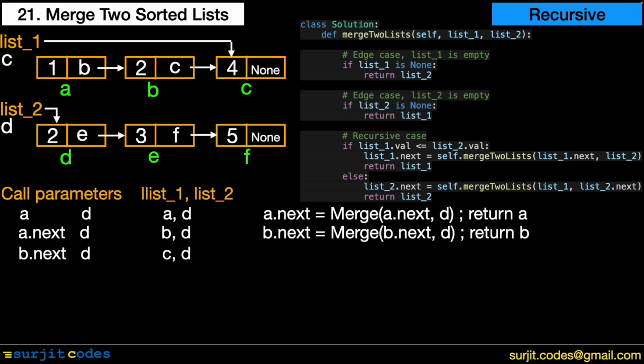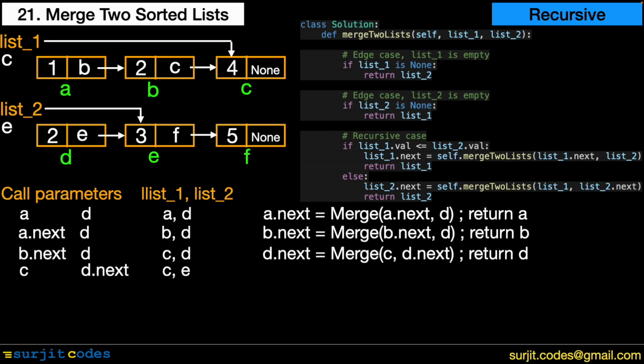In the next recursive call, B next is C, so we will merge C and D. C val is 4, which is more than 2, the value of D val, so we perform the else part. D will be the head after merging C and D, but before returning that, we will merge C and D next and save the pointer in D next.